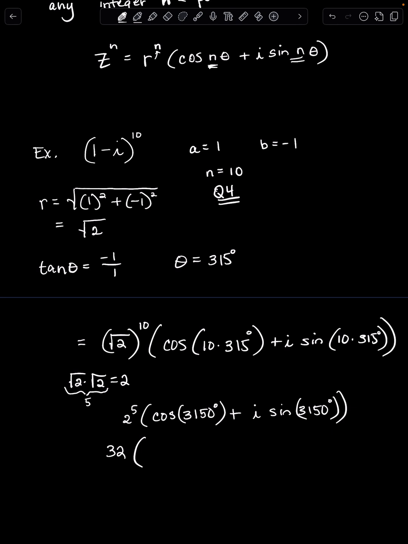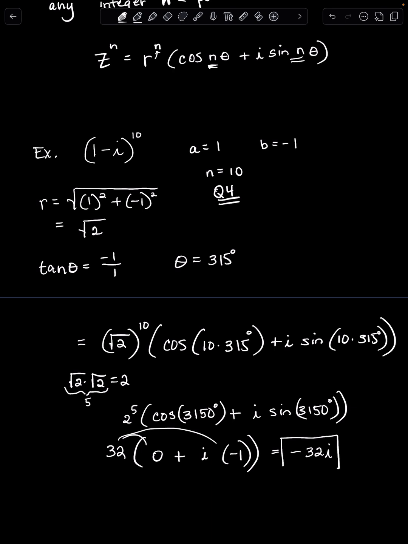So when I plug this in my calculator, I get that the cosine of 3150 is 0, plus I times the sine of 3150 is -1. So I'm going to distribute that 32. So 32 times 0 is just going to be 0, and then I've got the 32 times I times negative 1, which is going to be negative 32I.